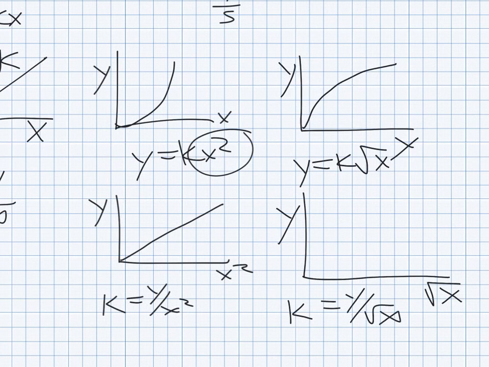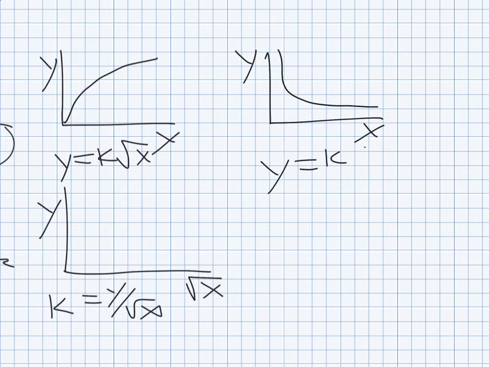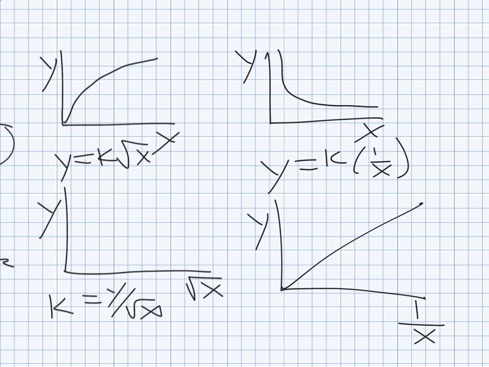And lastly, if you get this shaped curve on a y versus x graph, a hyperbolic curve, that is y equals k times 1 over x. So regraph, keep your y values the same, change your x values to 1 over x values, you will get a straight line, and your k value will be equal to y over 1 over x, or yx.